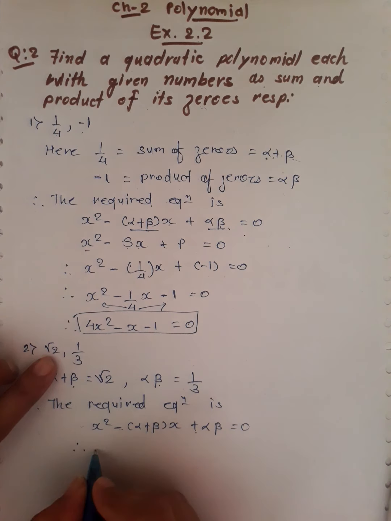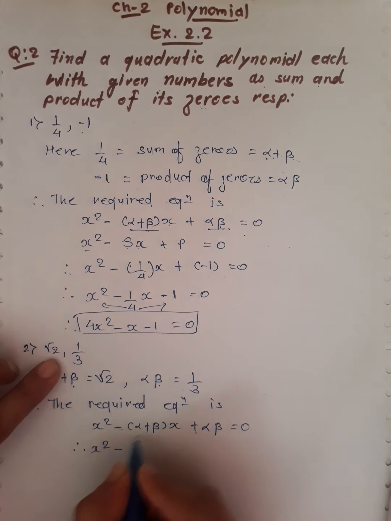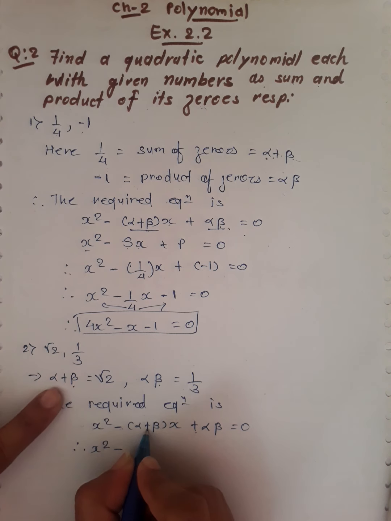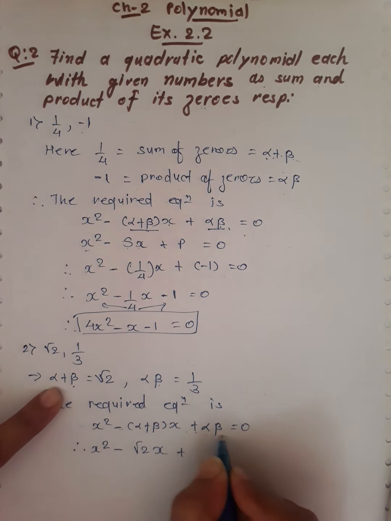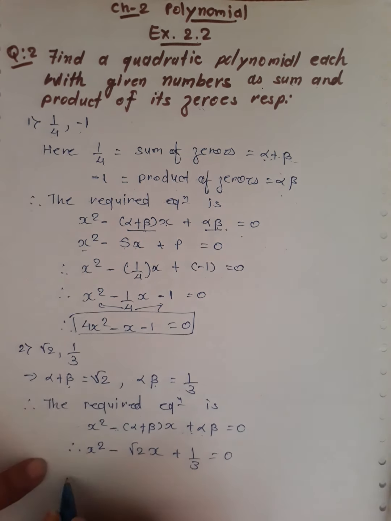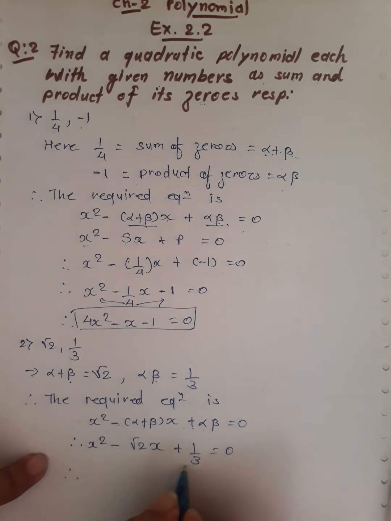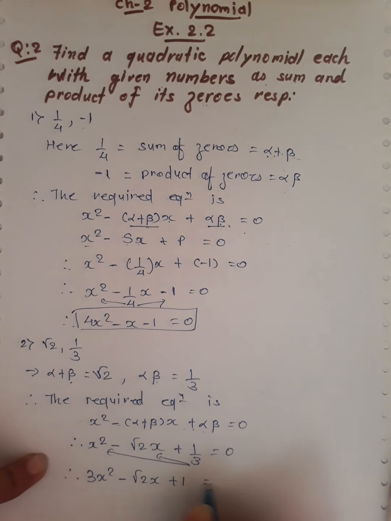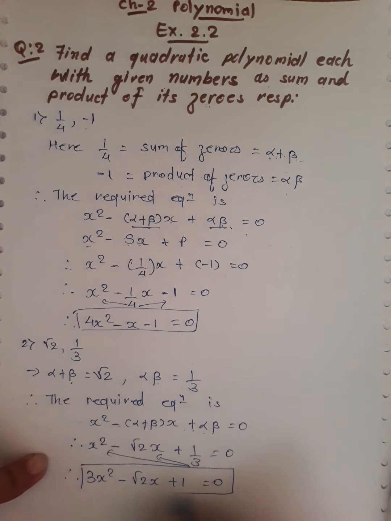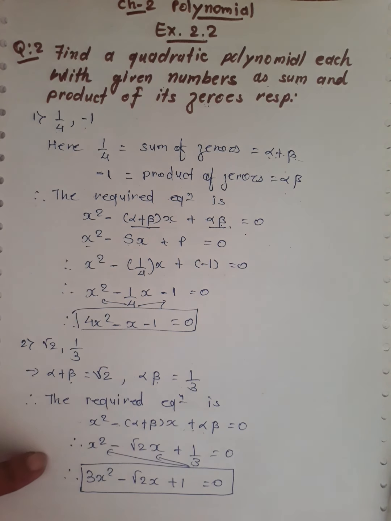Okay, what about this case? So in this case, x square minus the sum, alpha plus beta, which is root 2, so root 2 x, plus alpha into beta, that is 1 by 3. It is as simple as that. So again we take the LCM on both sides. So we finally have 3x square minus root 2 x plus 1 is equal to 0. So this is your final required equation.